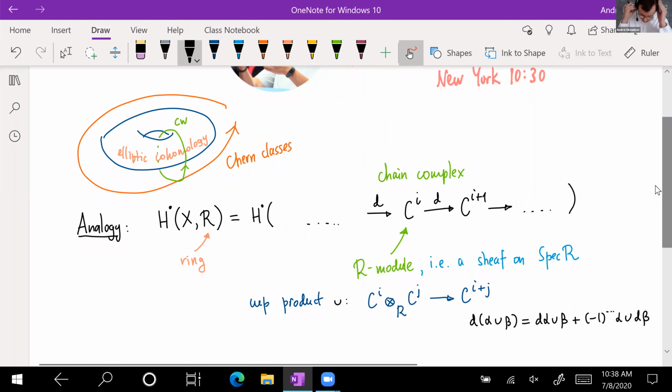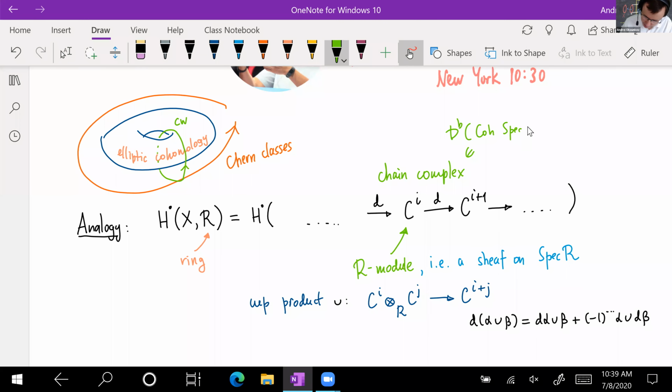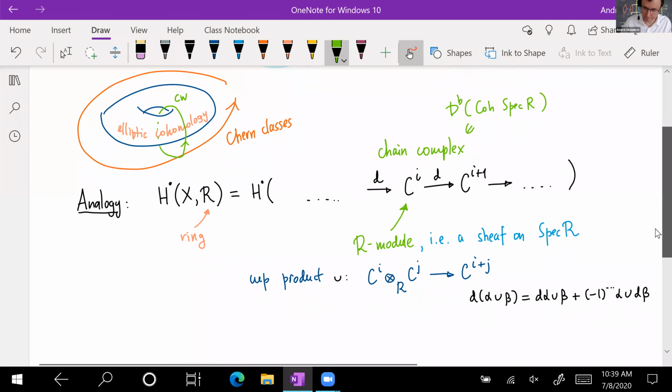So when we take cohomology, it's usually this complex that is much more fundamental. So this chain complex is really an element in the category, maybe D^b Coh on the spectrum of R. It's much more important than individual cohomology.